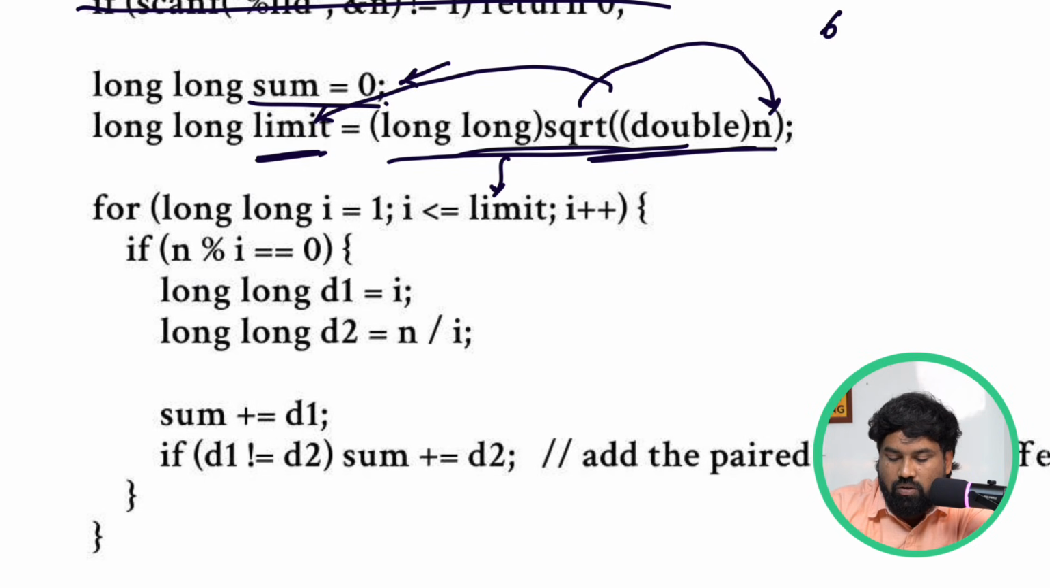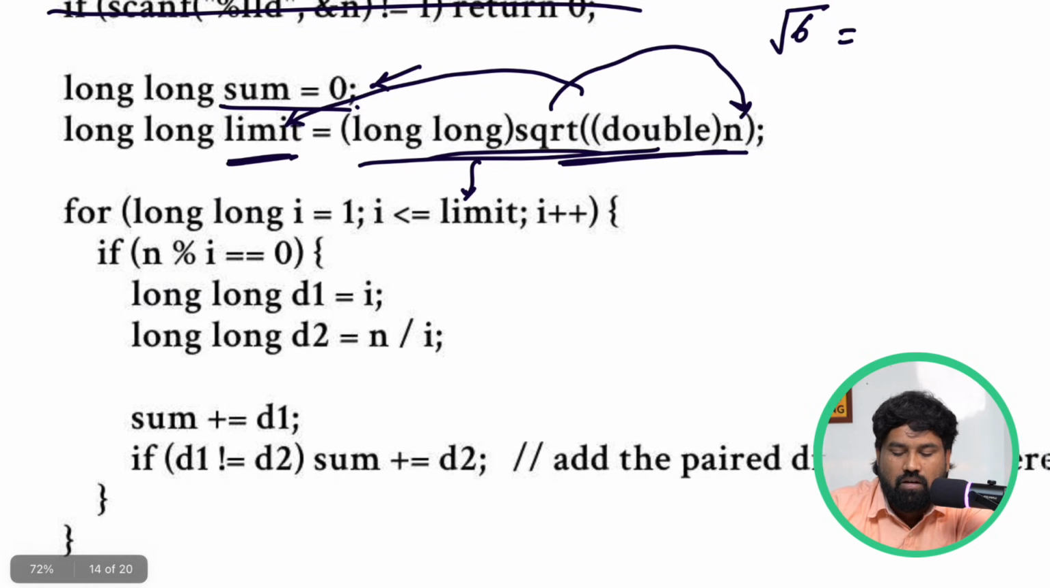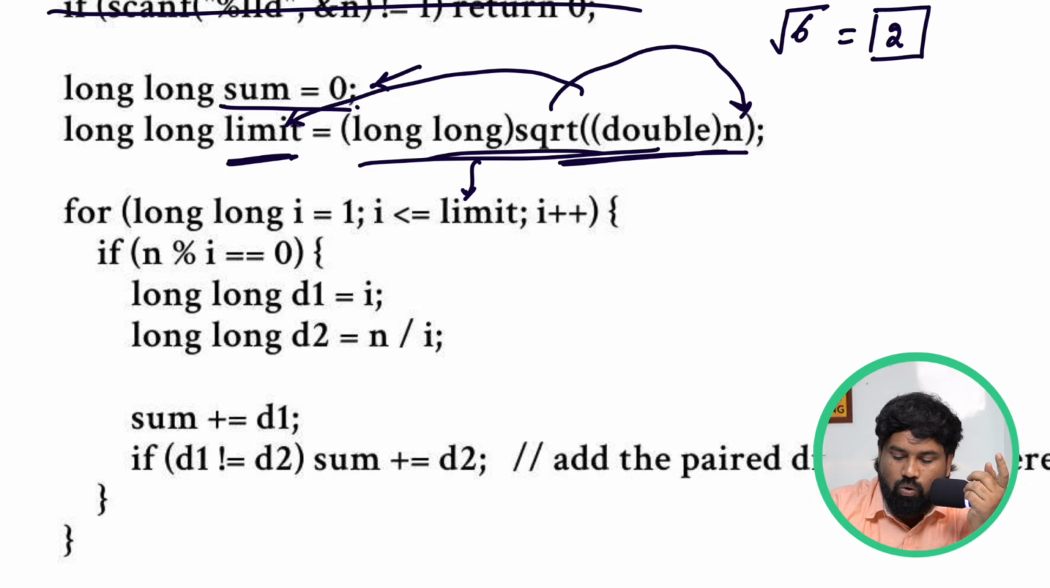For example, what is the square root of 6? So we have converted it into an integer, right? Mostly you will get 2 point something, so you will get 2 only in the limit. So the i value is 1 and the limit value is 2 here, for the 6 I am talking about, okay? And i plus plus, so the loop will run from 1 to 2.